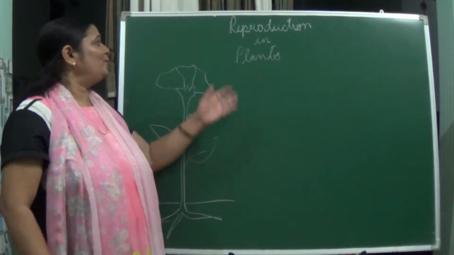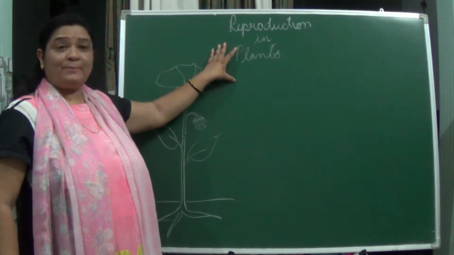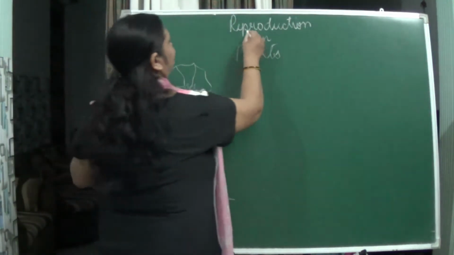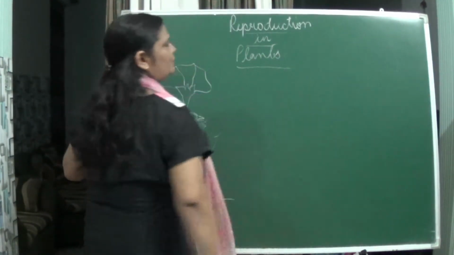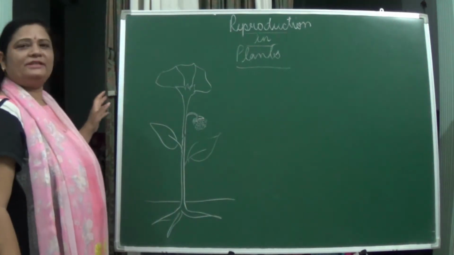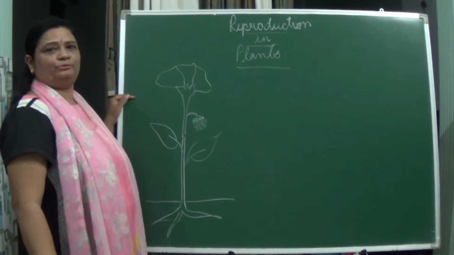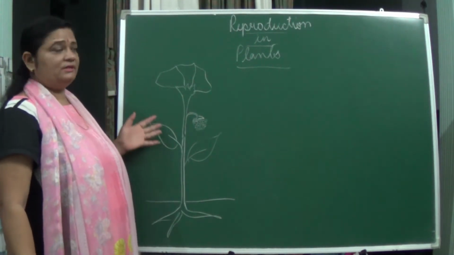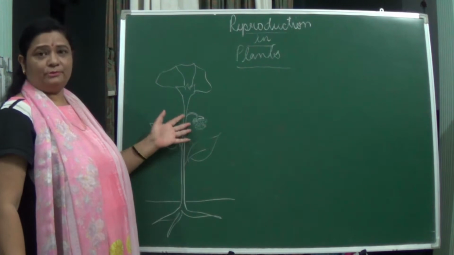Hello students, we are going to start a new chapter today, that is reproduction in plants. So, you have seen a plant? Everyone? I think so, isn't it? In the plant, what do you see? You see the roots, you see the leaves, you see the flower, you see the fruit.